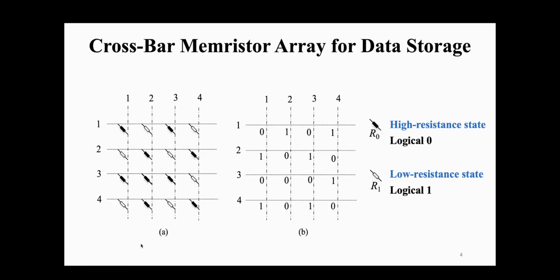Let's first review the sneak path problem. Here is an example of a resistive memory array. Data bits 0 and 1 are stored in the memory cell by using the high resistance state I0 and the low resistance state I1, respectively.